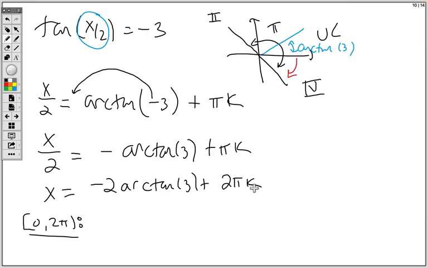I know that, for example, when k equals 0, I forgot to put what the k's are. You always have to put what the k's are. K's are integers. When k equals 0, I get negative arctangent of 3. Arctangent of 3 is a positive number, so I know when k is 0, I'm less than 0. When k equals 1, I'd have negative 2 arctangent of 3 plus 2 pi.